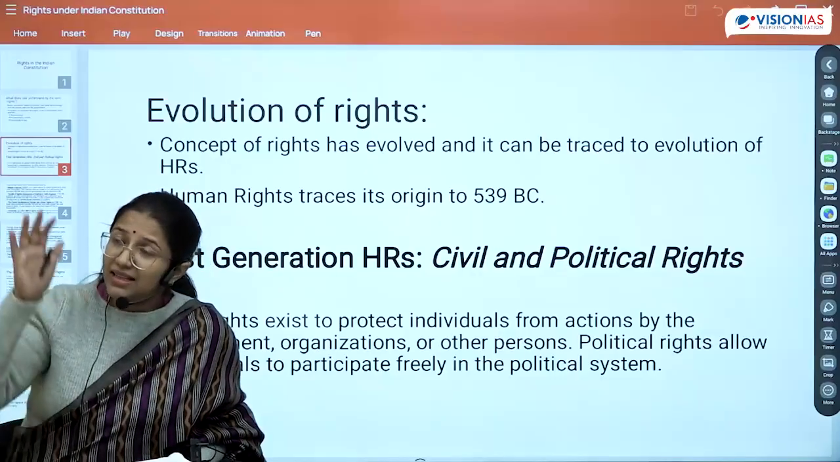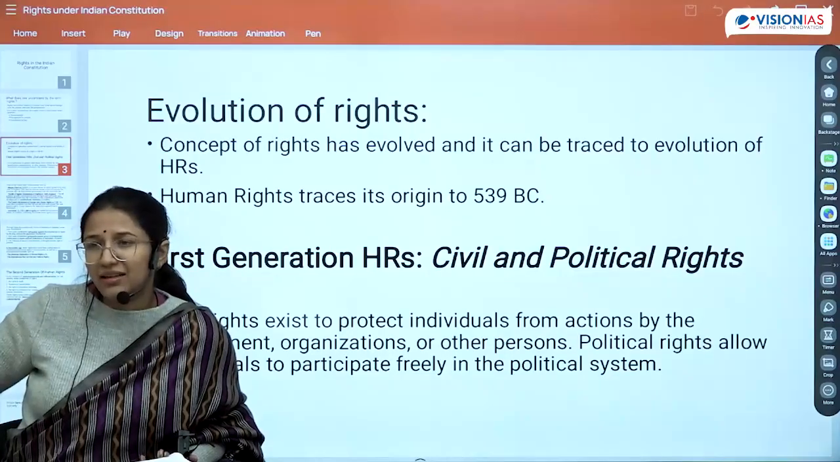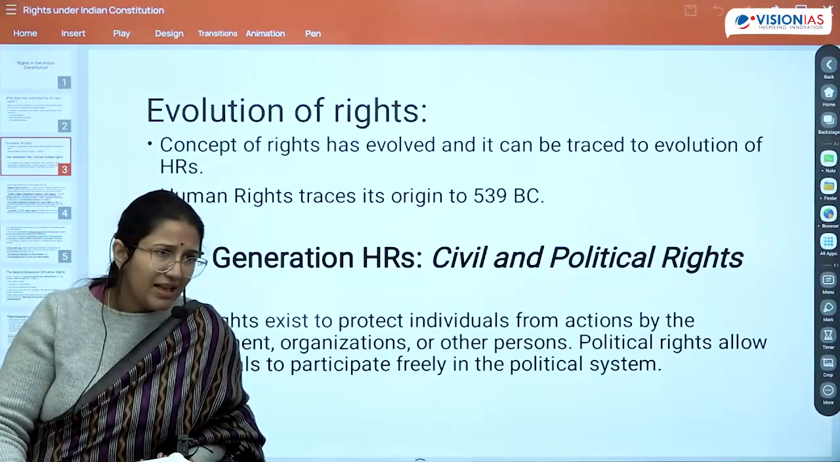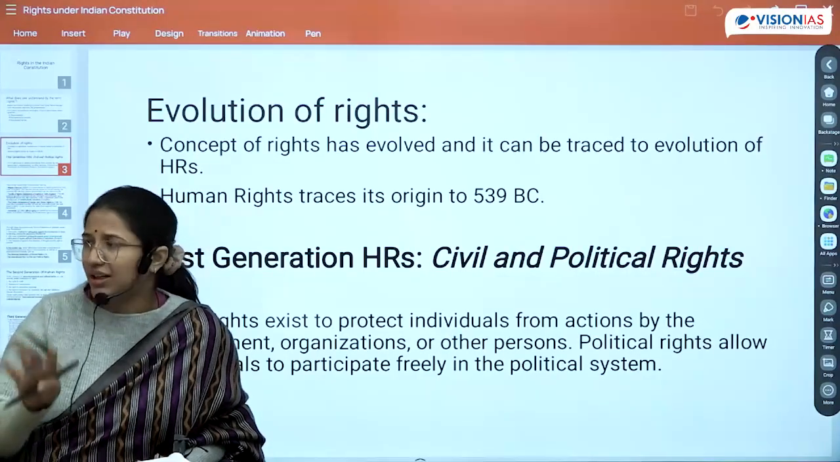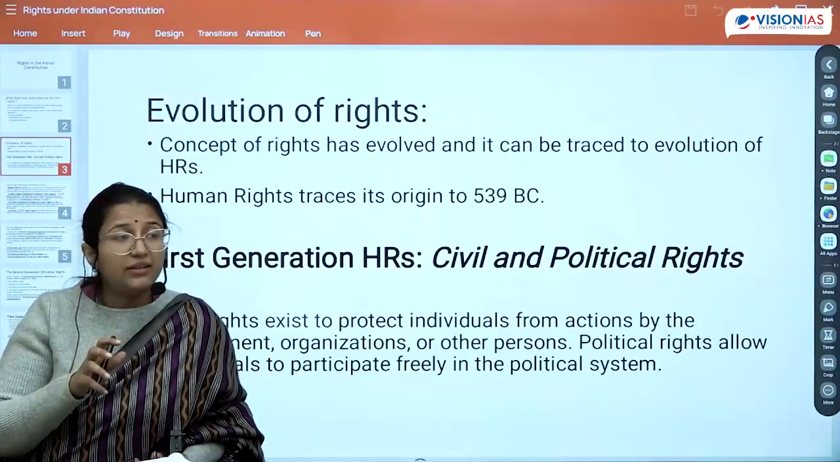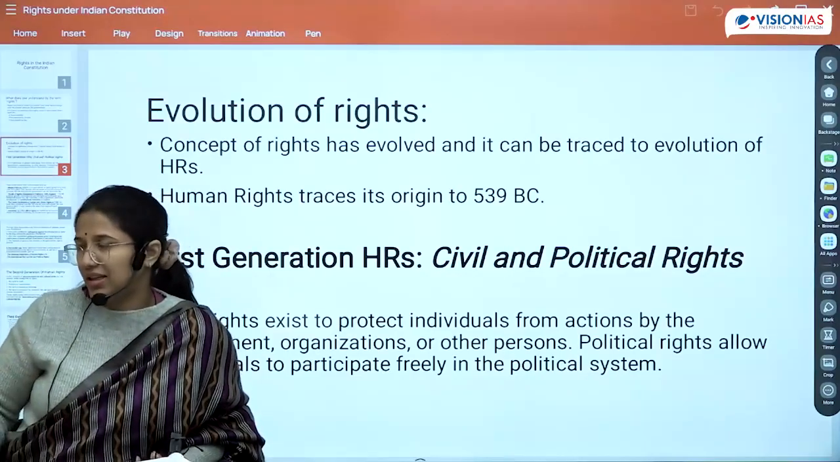These rights have been given to us by nature. And the role of the state is to protect and enforce these rights. The state does not give us human rights. The role of the state is to protect human rights. And human rights are those rights which are essential to express individual personality.